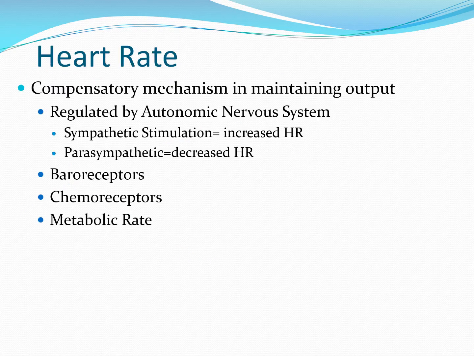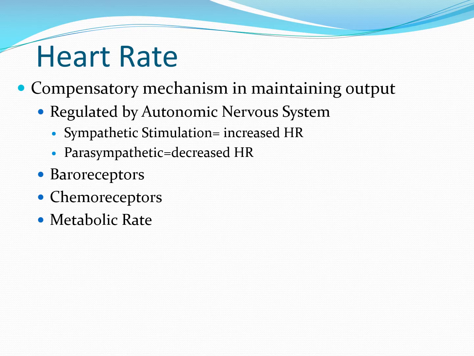So we're first going to focus on heart rate. Heart rate is the first component of that cardiac output, and it really is the first mechanism that changes to help maintain that output. Maintain that output that is supplying the perfusion to all your body tissues. There's a few things that might change your heart rate and cause that compensation. It's really regulated by your autonomic nervous system.